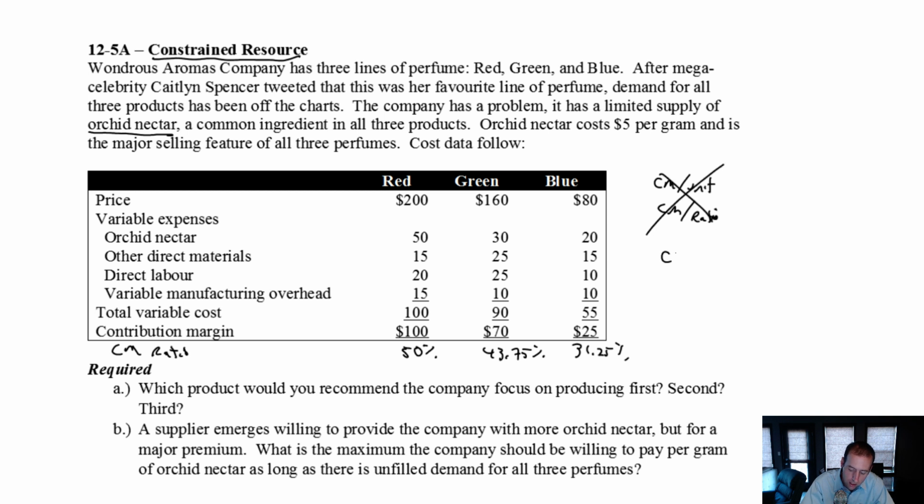No. We look at CM per unit of constrained resource. Sorry about my writing. Unit of constrained resource. I've got to erase that and try again. Unit of constrained resource. Okay. So what is our constrained resource? It's orchid nectar. What is the unit? Well, it's the gram. So we want to know the CM per gram of orchid nectar.